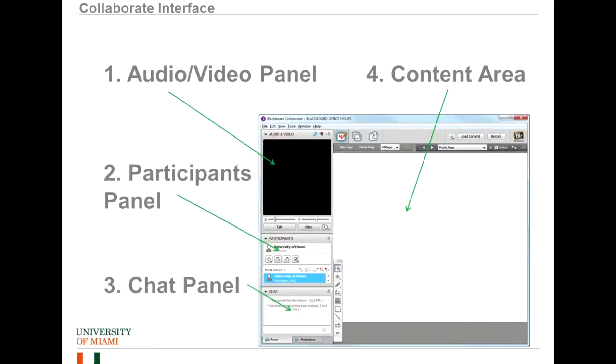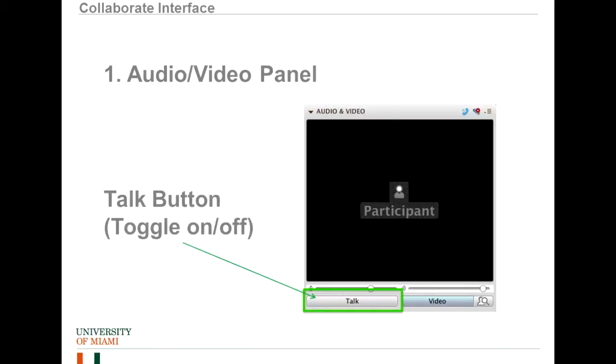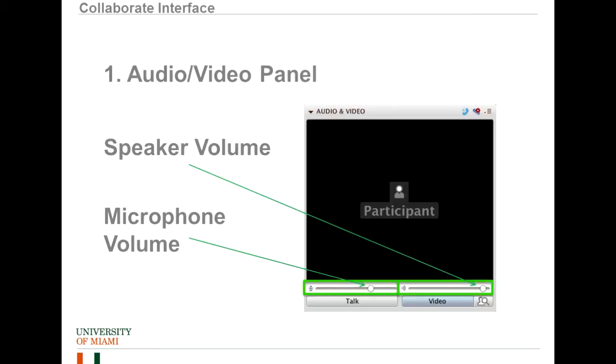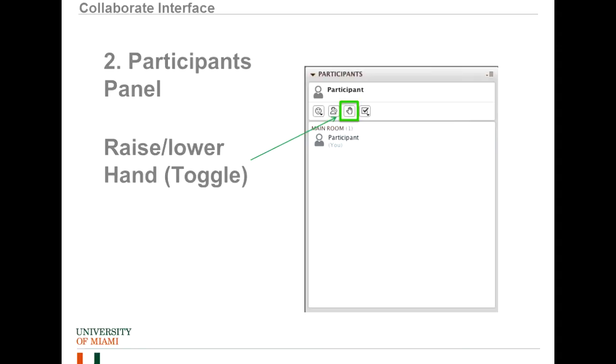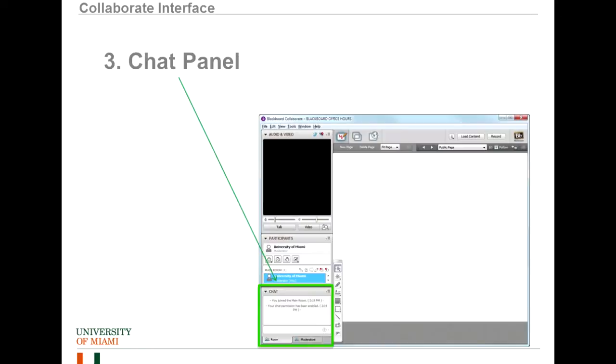We have the audio-video panel, the participants panel, the chat panel, and the content area. In the audio-video panel, we have the talk and video toggles, as well as the sliders for speaker and microphone volume. In the participants panel, we have the raise and lower hand toggle, as well as other interaction buttons such as the away button, the emoticons, and the polling buttons.